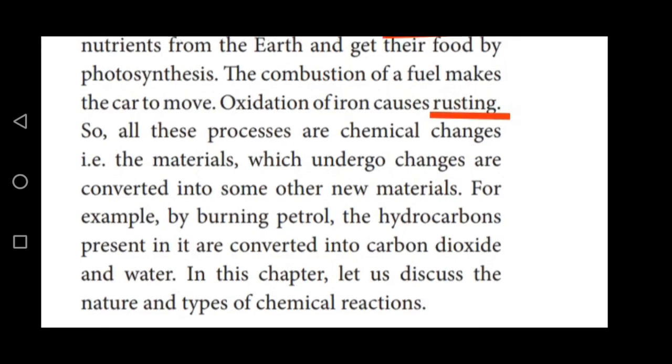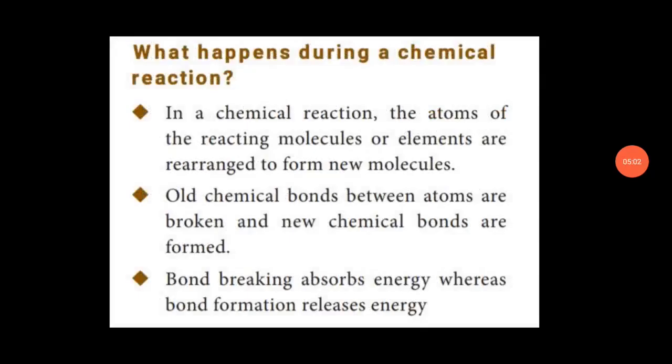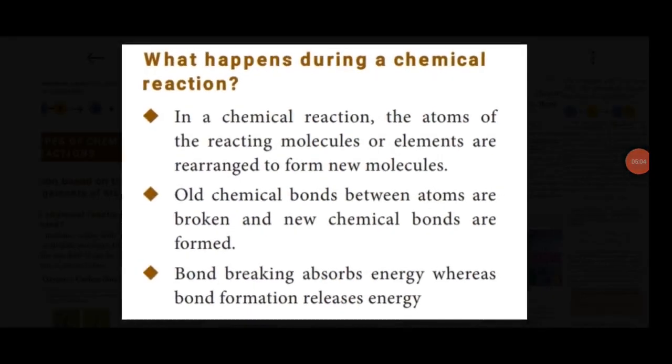In this chapter, let us discuss the nature and types of chemical reactions. Photosynthesis, combustion, rusting, and digestion of food are all processes that involve energy. These are called chemical reactions. Let's see what happens during a chemical reaction.